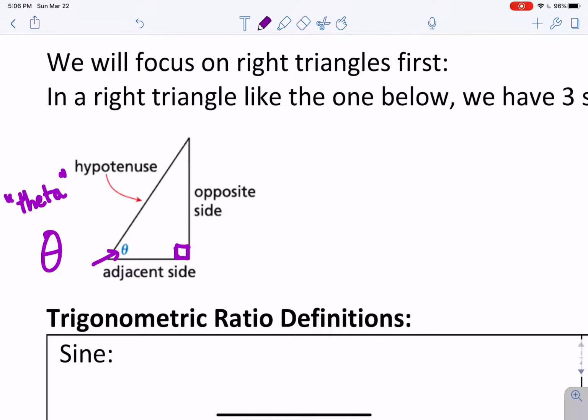It's an angle. We don't know what measurement that angle is. It could be 30 degrees. It could be 25 degrees. It could be 40 degrees. It's some angle. We can label the sides on the triangle based on this angle.